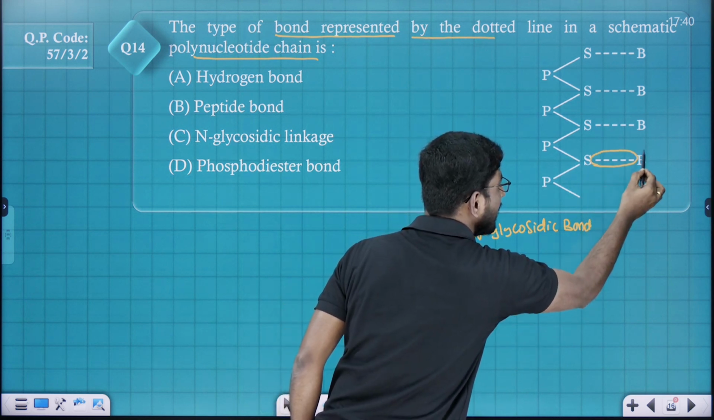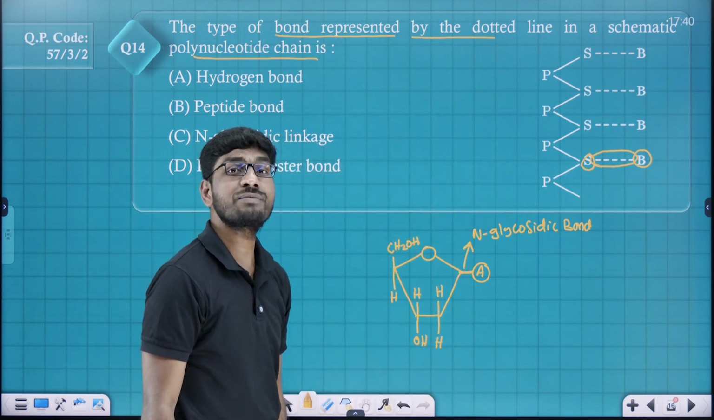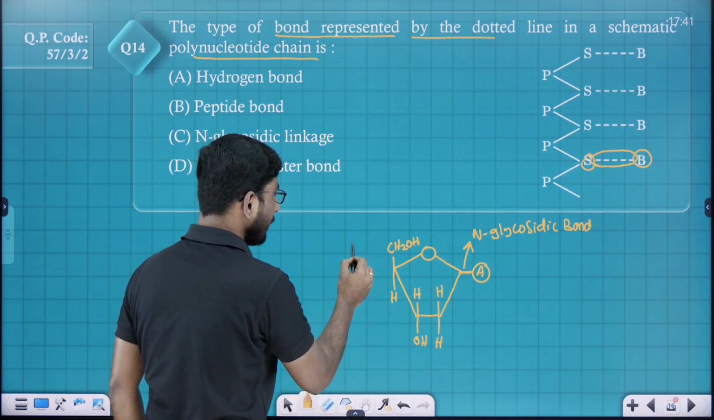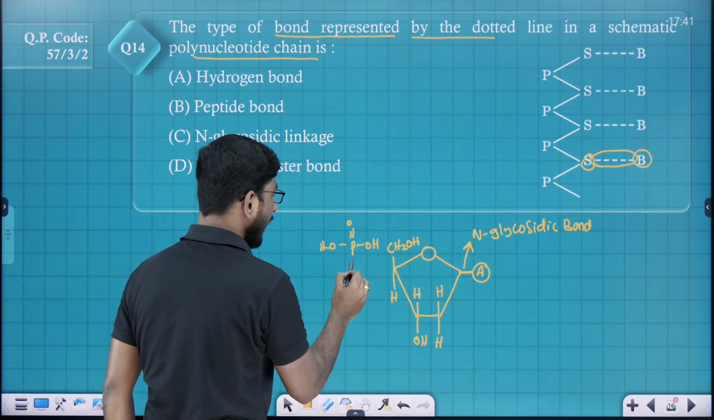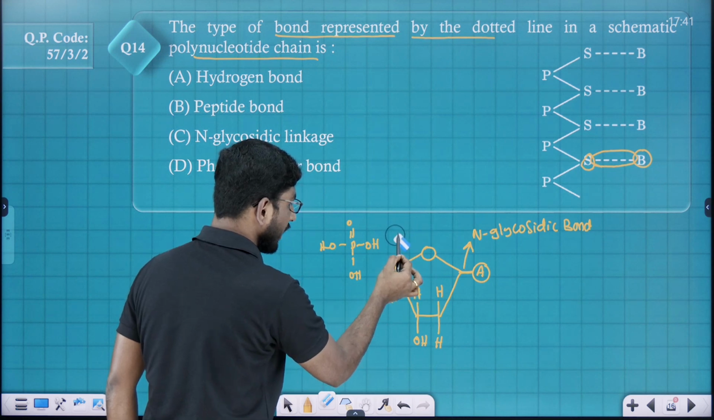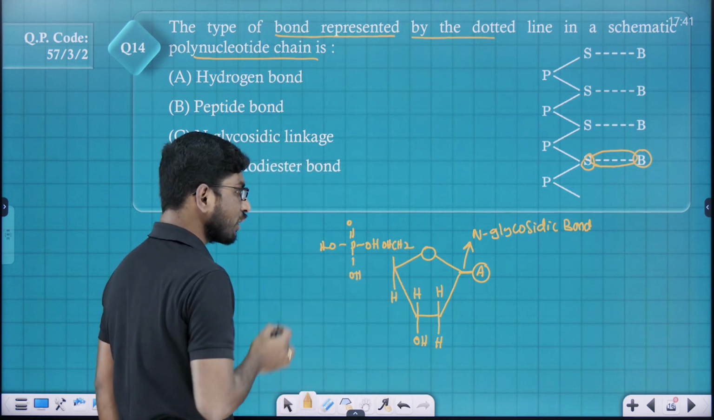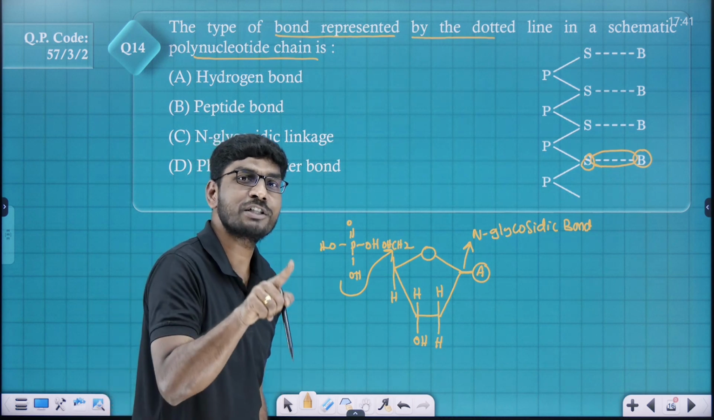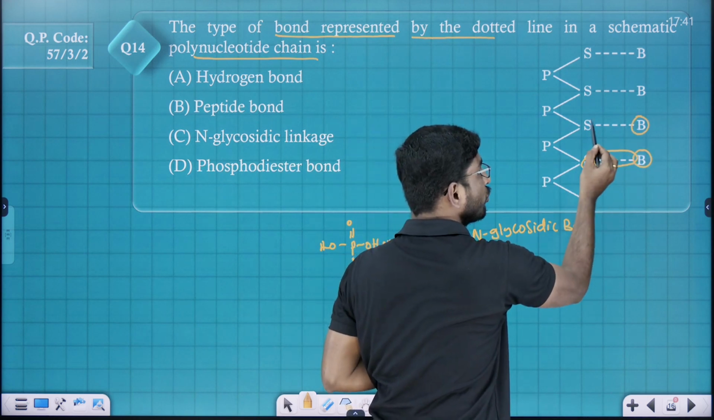So what is this dot? B stands for what? Nitrogen base. S stands for what? Sugar. P stands for what? Phosphoric acid. That is a phosphodiester bond at the 5th carbon. Here it is what? Tell me. P double bond O, OH, right? Here it is OH and also OH. This CH2OH I'm writing like this. By the loss of a water molecule, phosphoric acid is attached to carbon number 5. Which bond? Phosphodiester bond. But they are asking about nitrogen base to sugar.